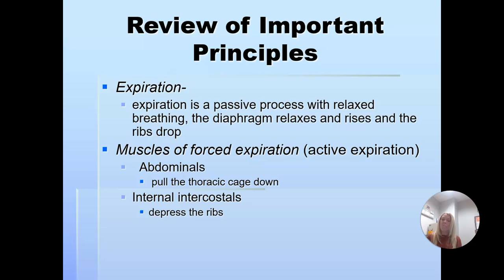Expiration is typically a passive process with relaxed breathing, meaning that the diaphragm just relaxes, the ribs drop, and that kind of forces the air out of the lungs. The muscles of forced expiration, an active or forced expiration, are going to be the abdominals, which help to pull the thoracic cage down, and your internal intercostals, which depress the ribs.